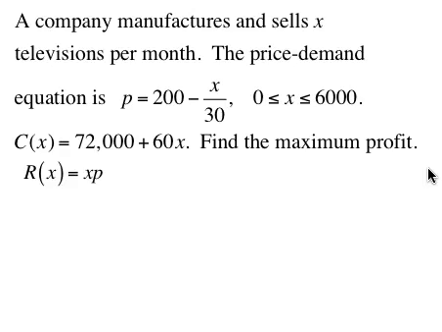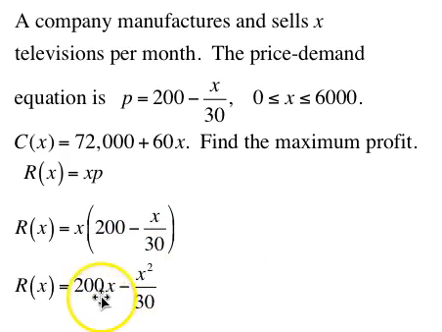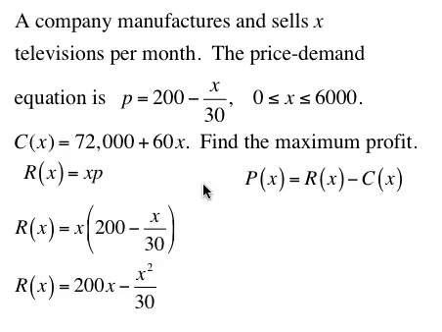So let's quickly remind ourselves of revenue. Revenue is x times p. We have our price-demand equation up there. Our revenue function is 200x minus x squared over 30. Our cost function is here, 72,000 plus 60x, and profit is revenue minus cost.